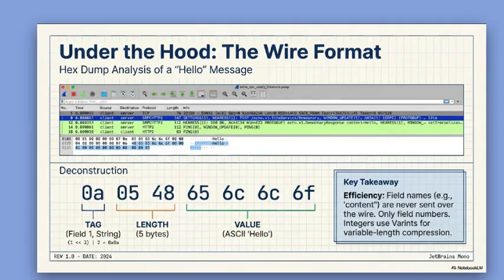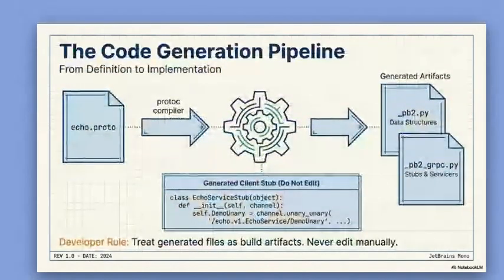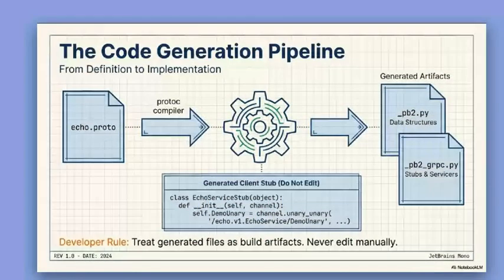But someone still has to write the code. And the next slide shows the code generation pipeline. There's a big gear icon right in the middle labeled proto compiler. This is the factory floor. You feed your contract .proto file into this compiler, and then out the other side pops your code in whatever language you want. Python, Java, Go, whatever. It shows Python files coming out, pb2.py and pb2grpc.py, but there's a huge warning label here. Developer rule: treat generated files as build artifacts. Never edit manually. That is a golden rule of gRPC.